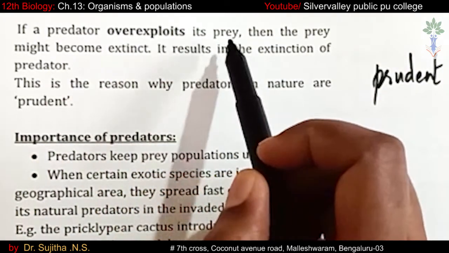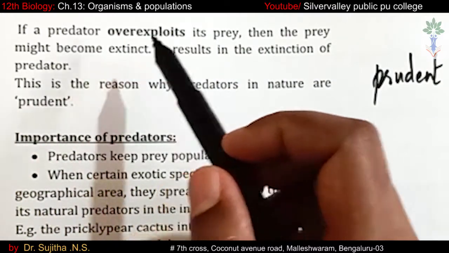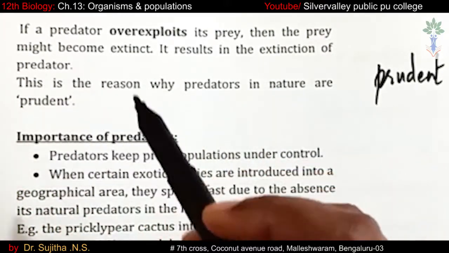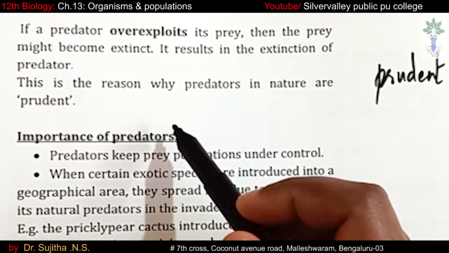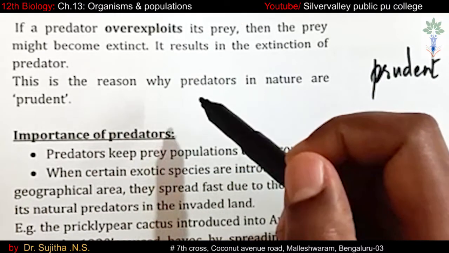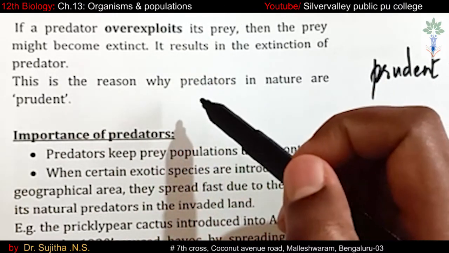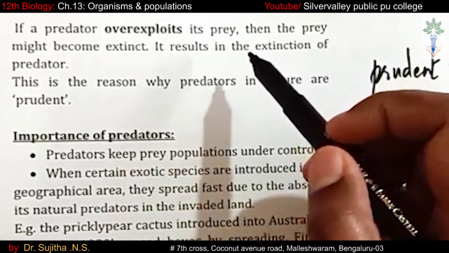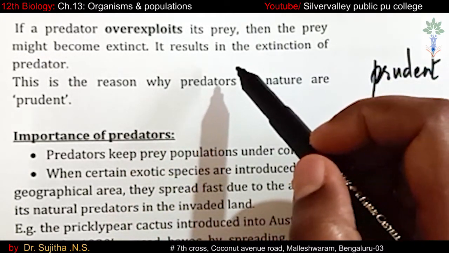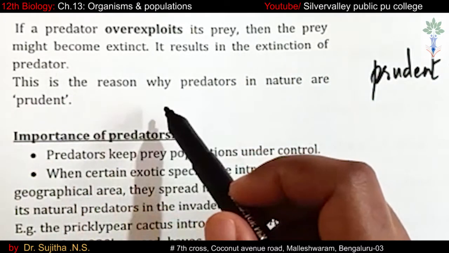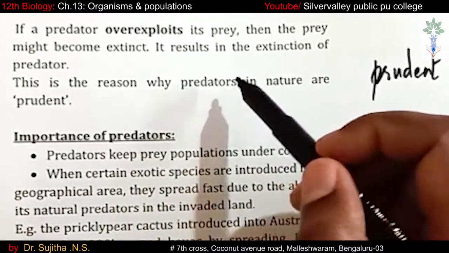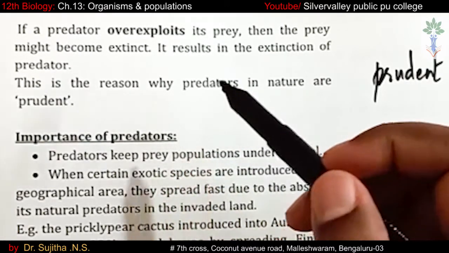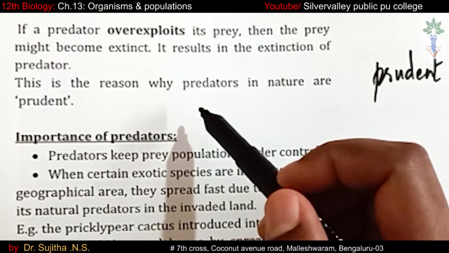If a predator overexploits its prey, then the prey might become extinct. It results in the extinction of the predator. This is the reason why predators in nature are prudent. That means if the predator continuously overexploits the prey population, then the prey population comes down. If it gradually becomes extinct, it will in turn affect the predators, because later on the predators will starve to death, finally leading to the extinction of the predator itself. This is the reason why predators are always thoughtful about their future and make sure that the prey population survives. Because if the prey population survives, it will also help the survival of the predator.